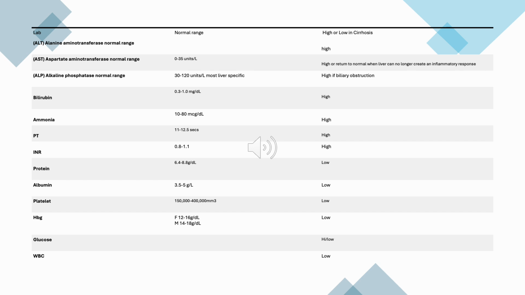Protein is going to be low. Albumin will always be low, and it's one of the factors in ascites, the low albumin. Platelets will be low. Hemoglobin will be low. Glucose could be high or low. And WBCs will be low.